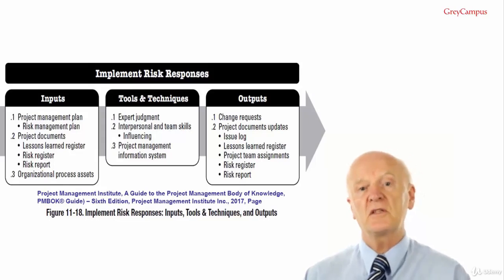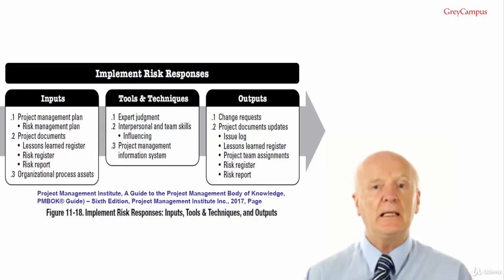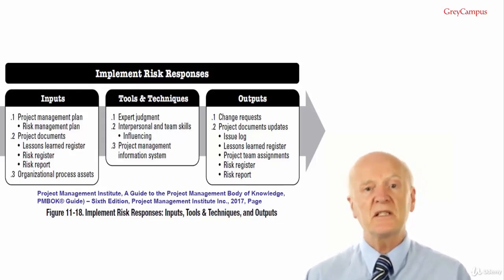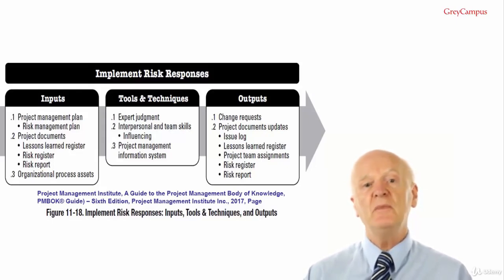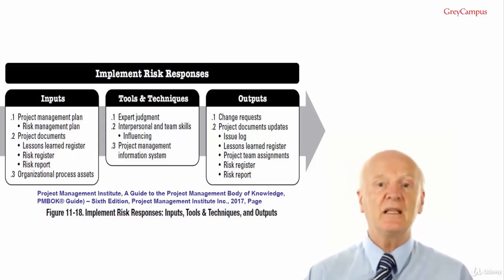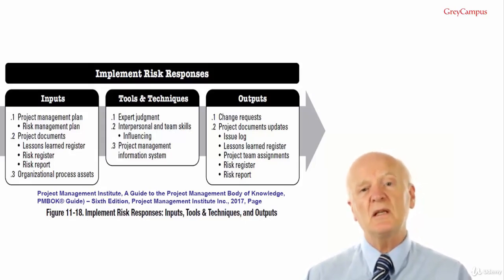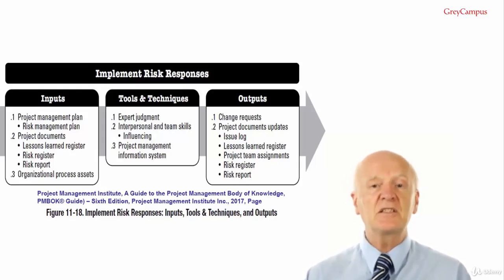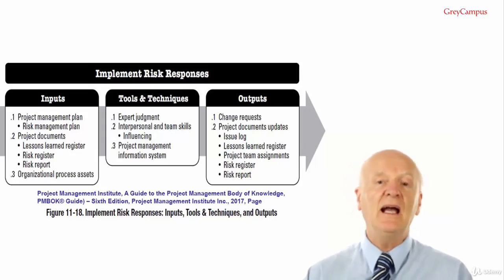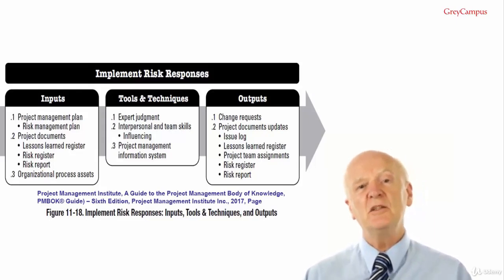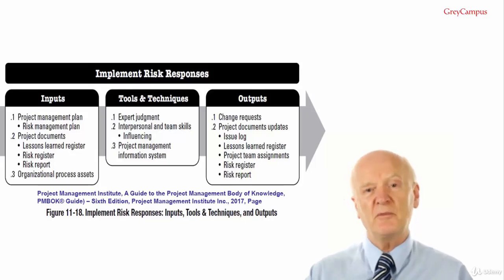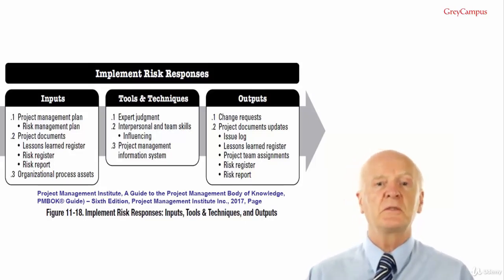Input number 3, organizational process assets. The organizational process assets that can influence the implement risk response processes include the lessons learned repository from similar completed projects that indicate the effectiveness of a particular risk response. But if you do see particularly good lessons learned that you want to implement in this one, have a close look at the environment and the circumstances around it to make sure it wasn't something specific to that project which isn't going to work on yours.